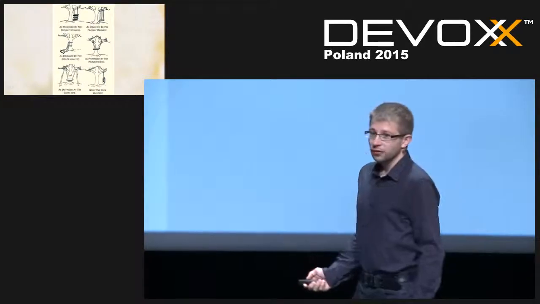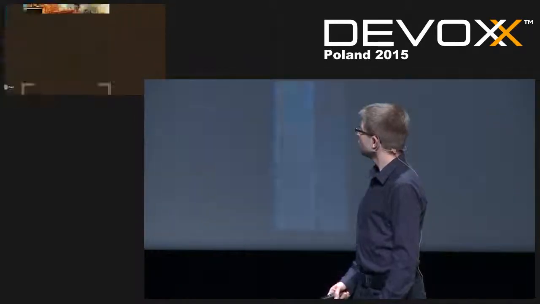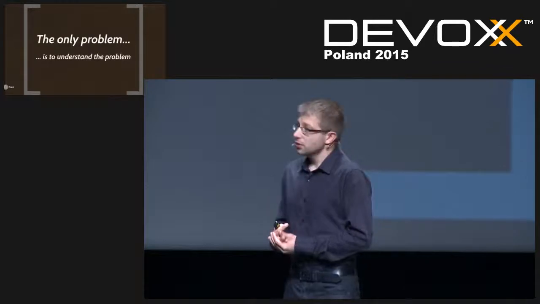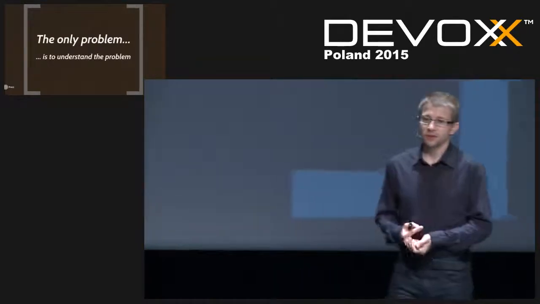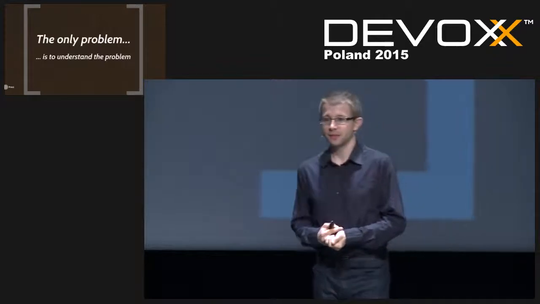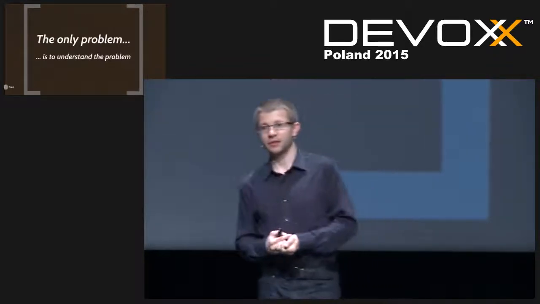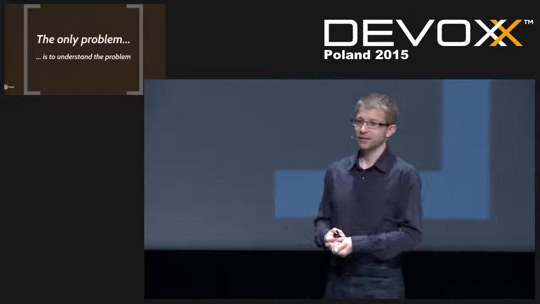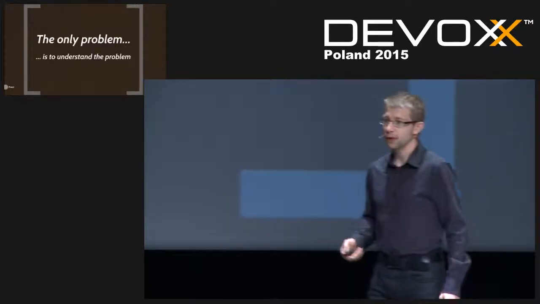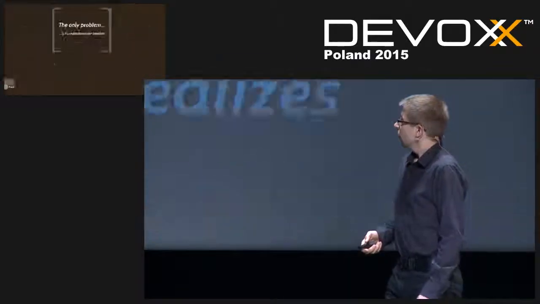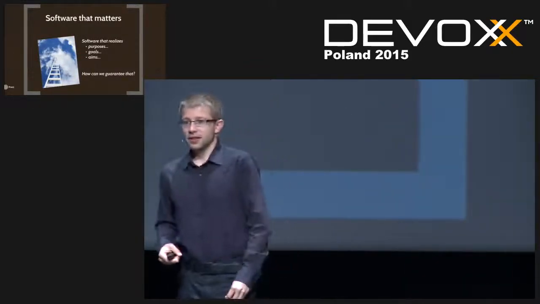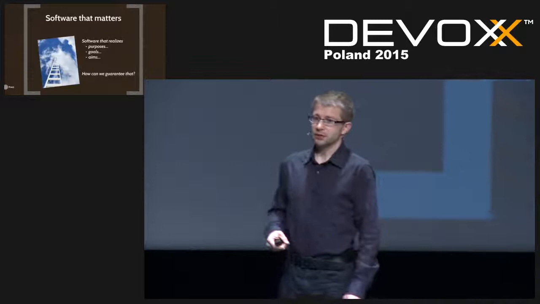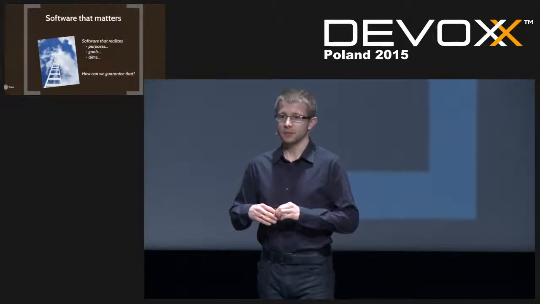So how can we avoid that? It looks like the only problem is to understand the problem. There are no more problems in software development. We need to understand what we are trying to do and then do the things, not the other way around. And it's all about creating software that matters, software that realizes these high-level business goals.